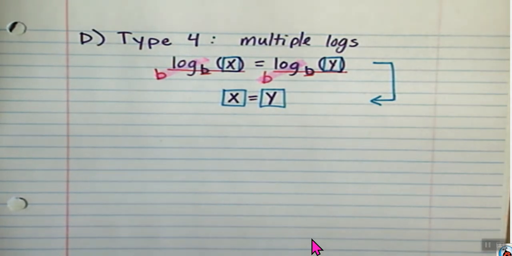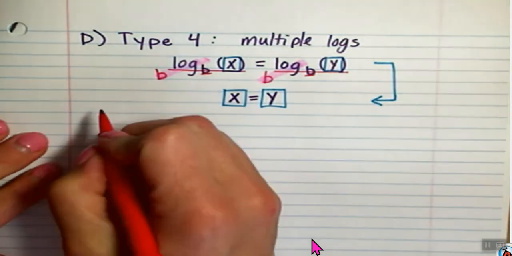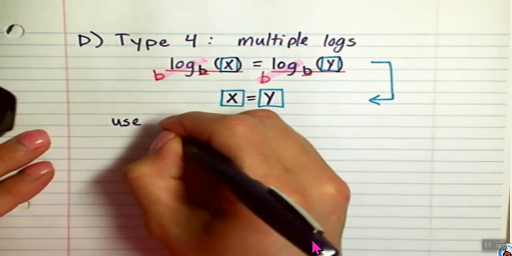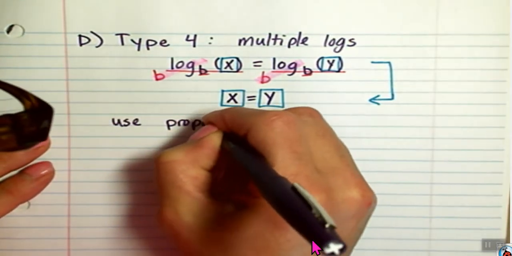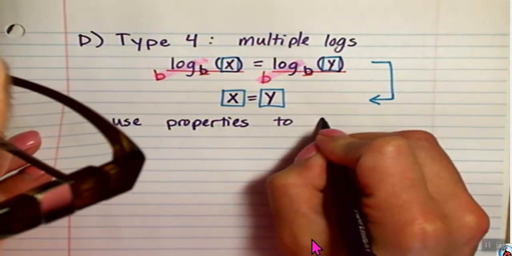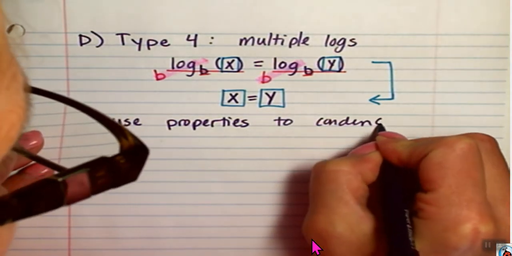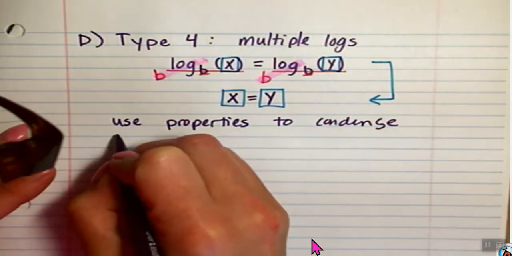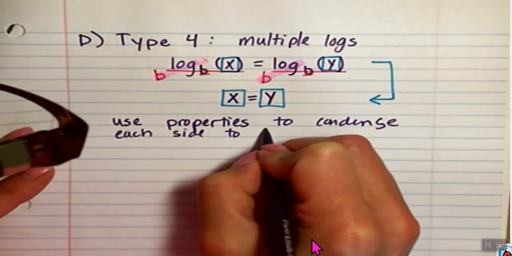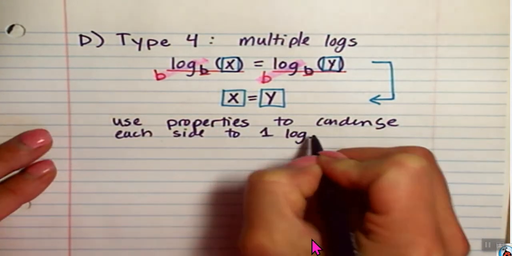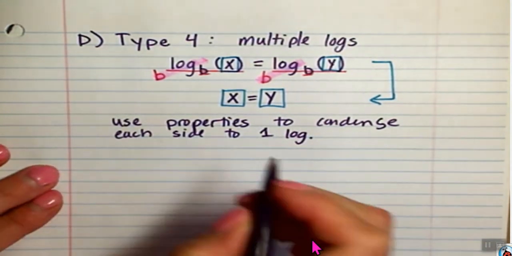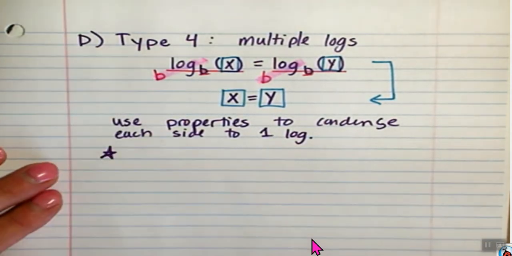So what we're going to do is use properties to condense each side to one log. Now there's a potential that we already have one log on both sides. And there's a little catch here.